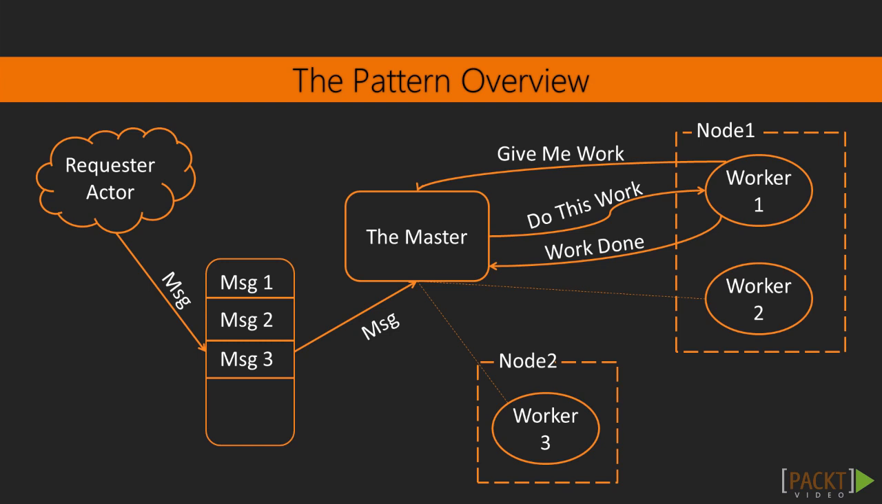So, let's assume worker 1 on node 1 finishes its work, and it becomes idle. It will send a message to the master to request new work. The master will send work to this worker. When worker 1 finishes this work, it will send a work done notification.